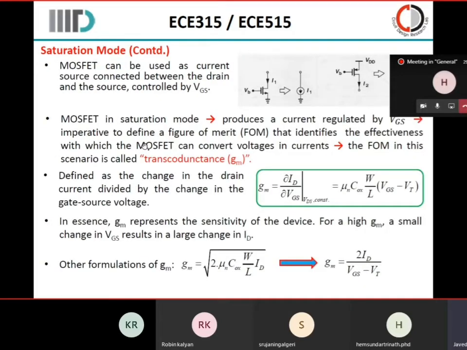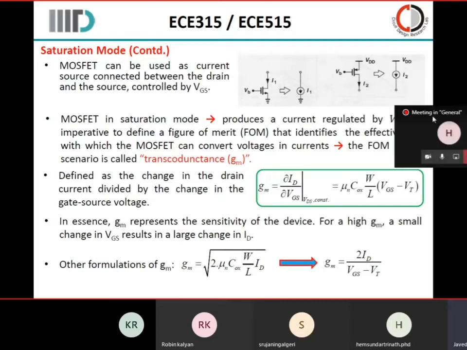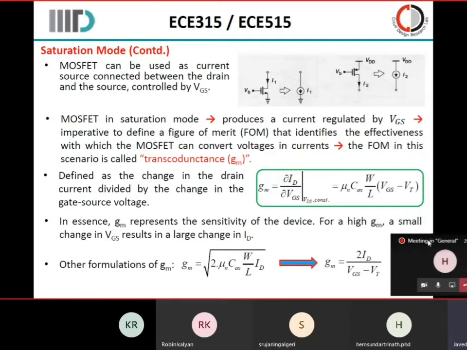In saturation mode, let us understand how it is. A MOSFET can be used as a current source between the drain and the source controlled by the VGS. And this is the common implementation of the current source that is spoken about. And here are the symbols that are used for current source.